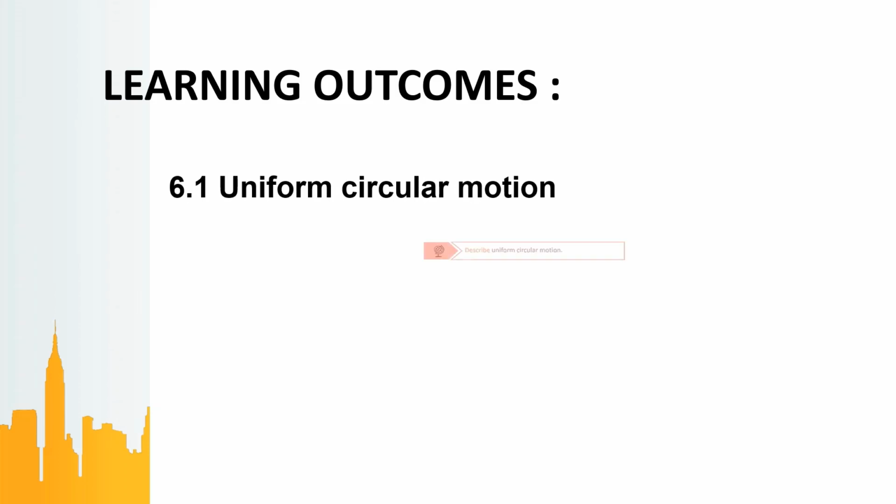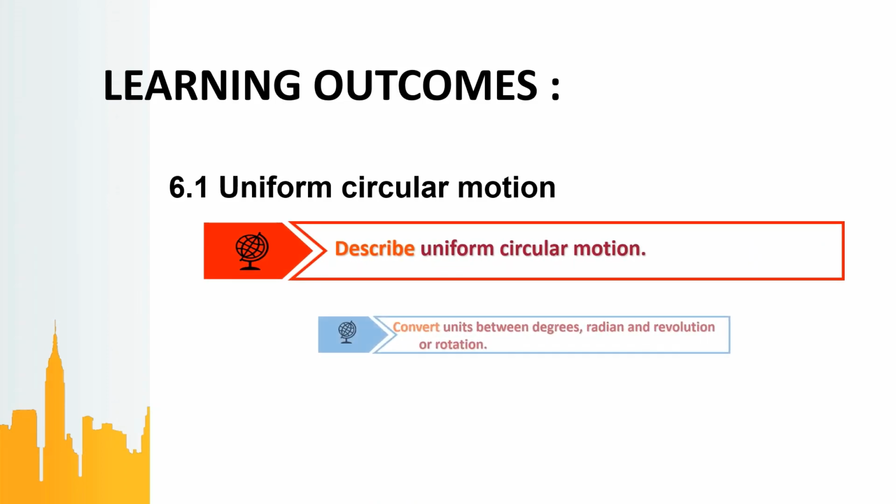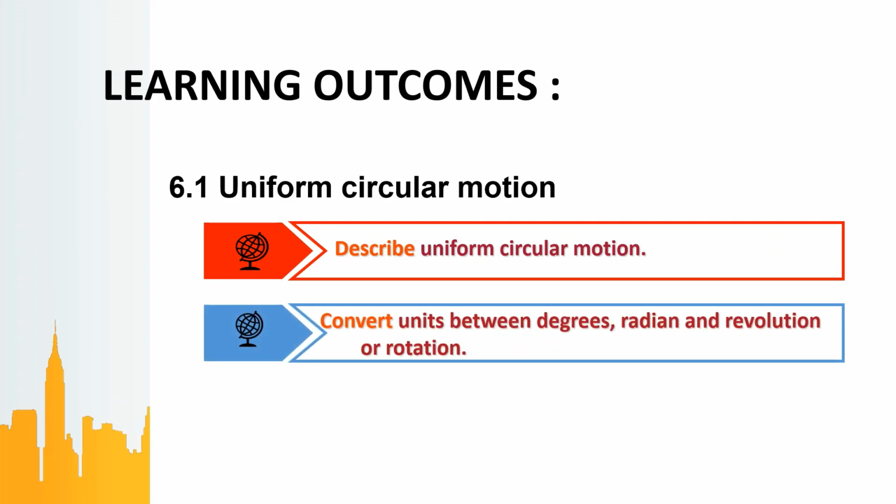Okay, here are the learning outcomes for this subtopic, Uniform Circular Motion. At the end of this chapter, students should be able to describe uniform circular motion and convert units between degrees, radian, and revolution or rotation. Okay, uniform circular motion.